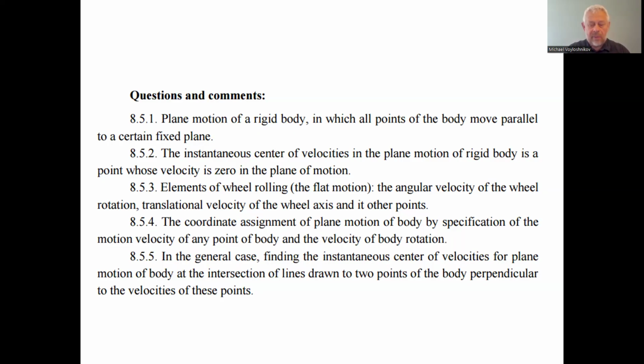854 again: for the coordinate assignment of the plane motion of the body, the specification of the motion velocity of any point of the body and the velocity of body rotation. Yes, that is the same.